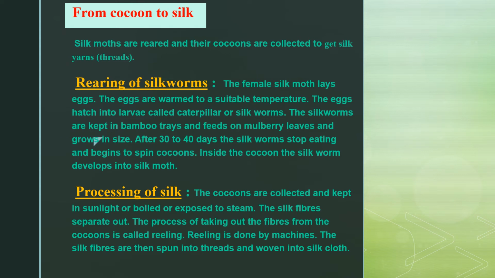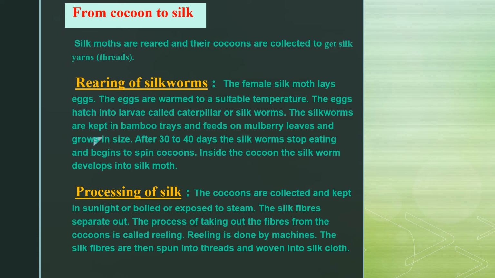The silkworms are kept in bamboo trays and feeds on mulberry leaves and grows in size. After 30 to 40 days, the silkworms stop eating and begin to spin cocoon. Inside the cocoon, the silkworm develop into the silk moth. This is artificial rearing of silkworms in trays. And how the processing of silk takes place.